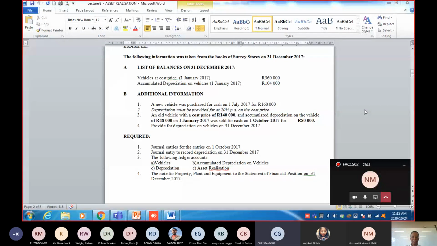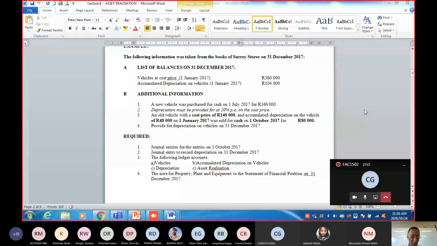Okay, right. The following information was taken from the books of Sari Stores on the 31st of December 2017. And then they give you a list of balances. The vehicles at cost price is 360,000. And that is the value of vehicles, as you can see, on the 1st of January 2017, which is the start of the financial year. Accumulated depreciation on the vehicles on the 1st of January was 104,000 Rand.